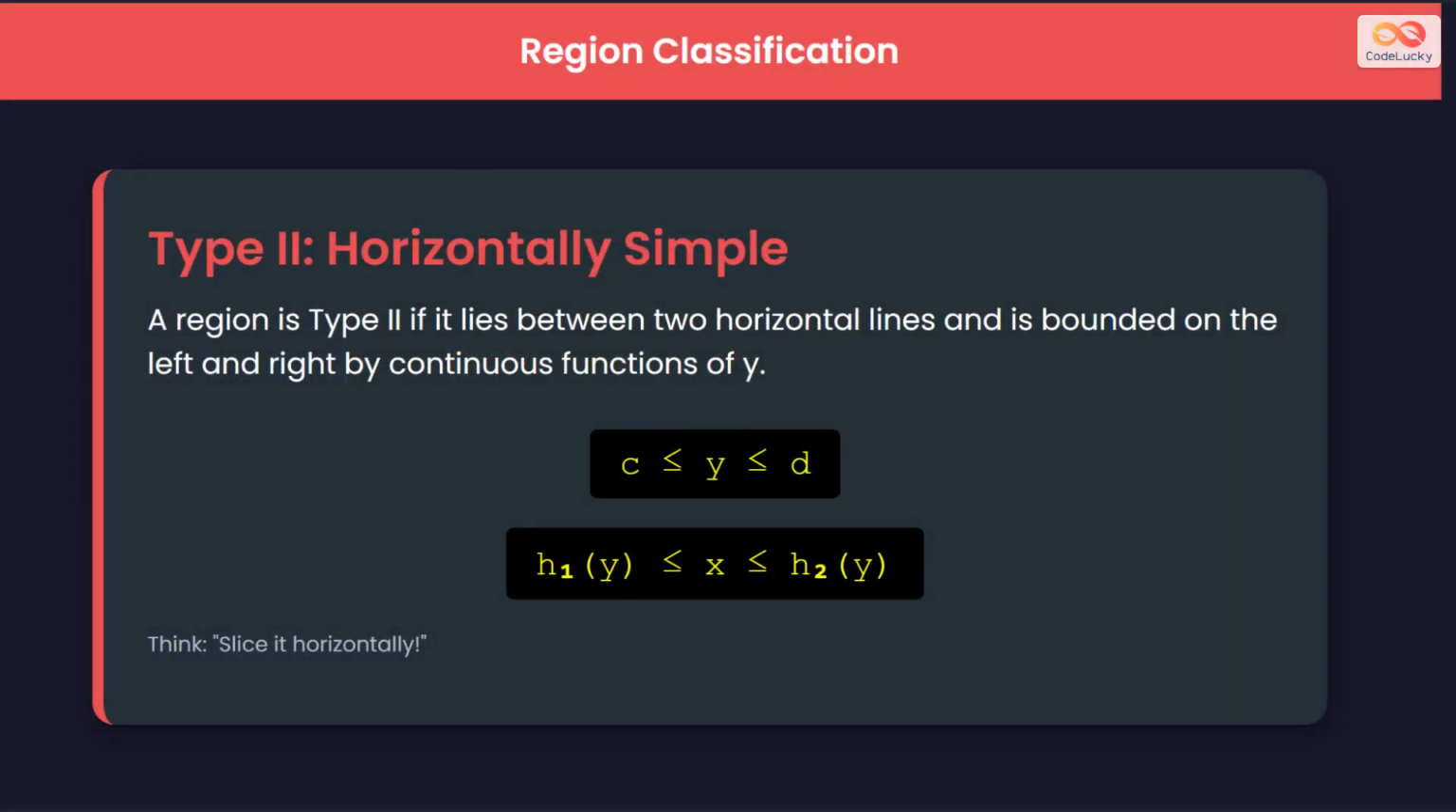Now let's look at the second method, type 2, or horizontally simple regions. A region is type 2 if it lies between two horizontal lines, y equals c and y equals d. Here, the region is bounded on the left and right by functions of y instead of vertical slices. We think of slicing this region horizontally.